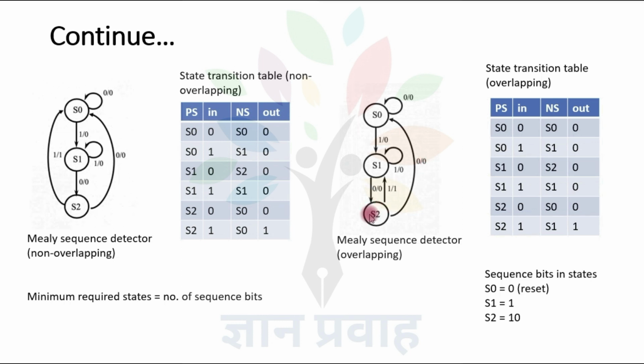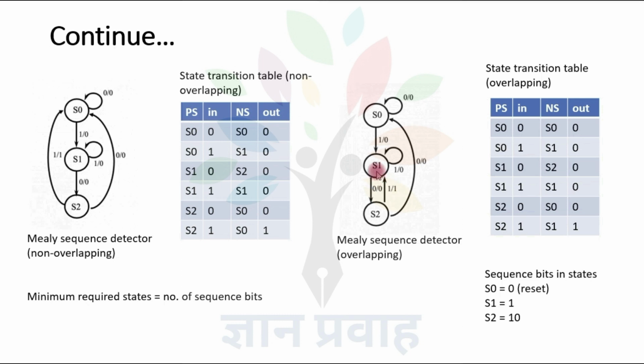When we receive input bit 1 here, then the sequence will be 1, 0, 1. It means the sequence is detected and the output will be 1. And it will move to the next state, and here the next state is S1 because S1 is representing 1, the last bit of this sequence 101. So we can use this last bit of the first sequence as the first bit of the next sequence.